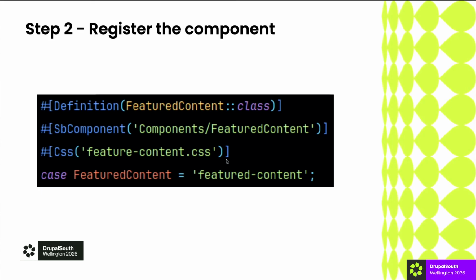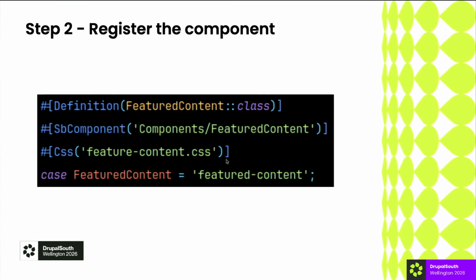Cool, so this is what registering the component in an enum looks like. This is the more complicated case, so usually it's a couple of lines. The definition attribute at the top just tells Pinto this case, this featured content case, ties to the featured content class that we showed before.